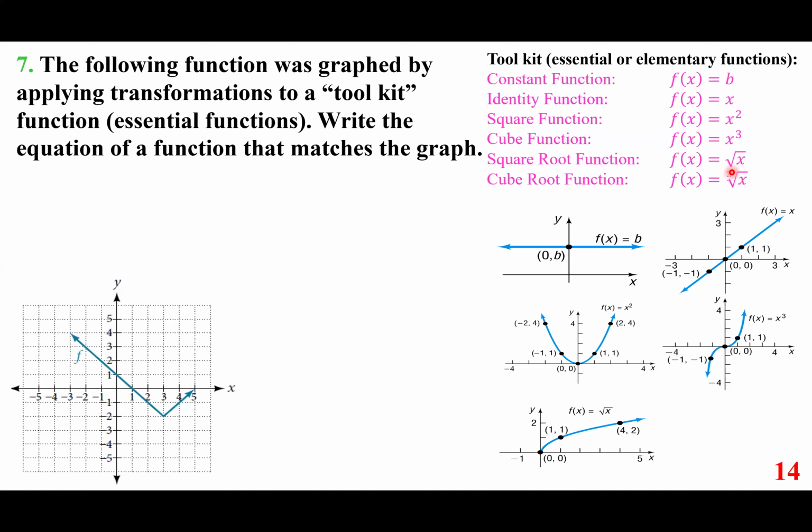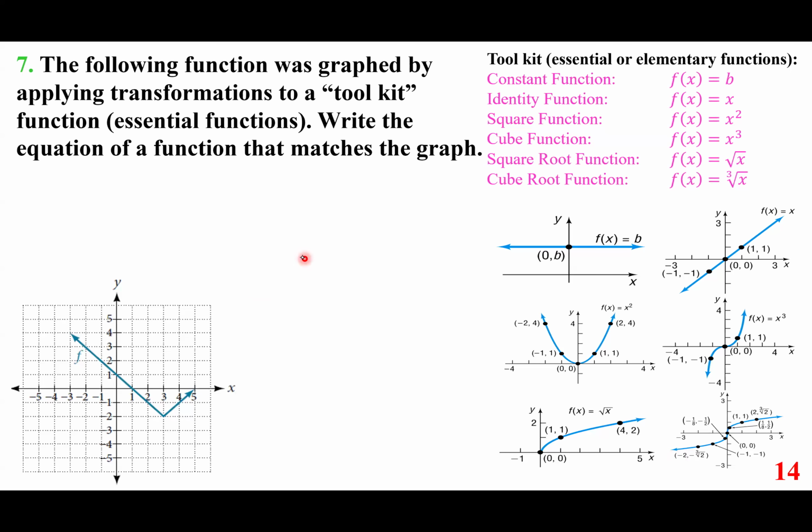Now, finally, f of x equals cube root of x, which is called the cube root function. It looks like that. Okay, it looks like a cube function, but it's much slower. And again, the domain and range is all real numbers. It goes through 0, 0, 1, 1, and negative 1, negative 1, just like that, but then it becomes sluggish. So those are some essential functions.